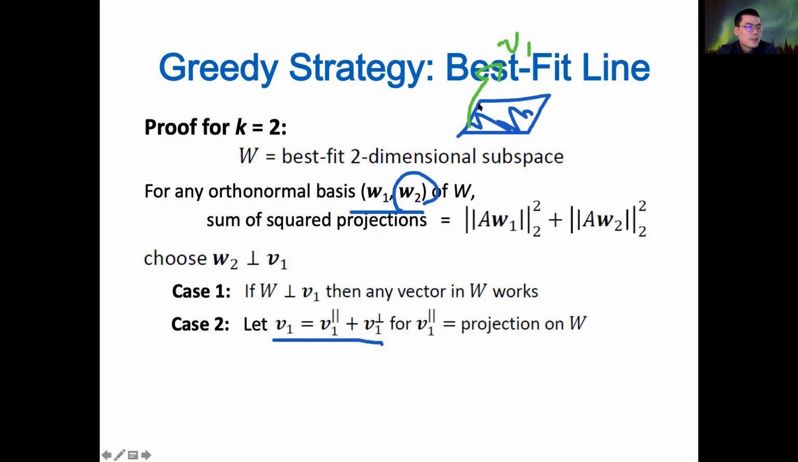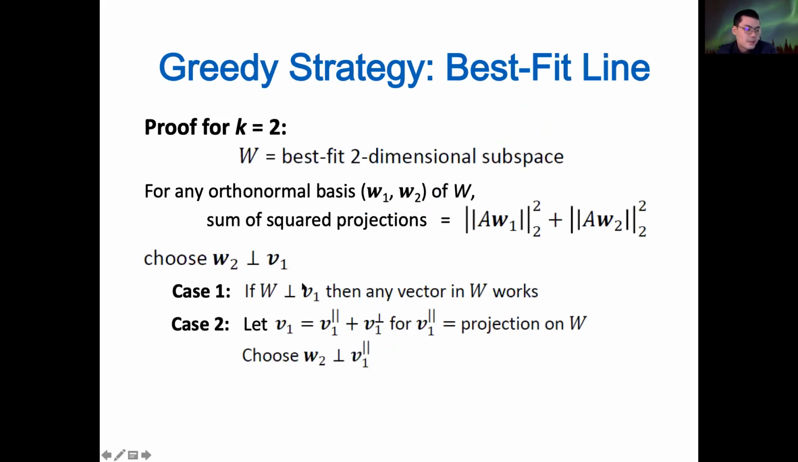V1, V2 is already pre-computed. There's an angle here, which means you have some component along this space, which is this projection, and then you also have some perpendicular part. By vector summation, this plus this is equal to V1. So if it's not orthogonal, we can always find some projection on it. Otherwise, there's no projection, which is case one. If that's the case, then we can simply choose W2 to be perpendicular to the parallel component in W.